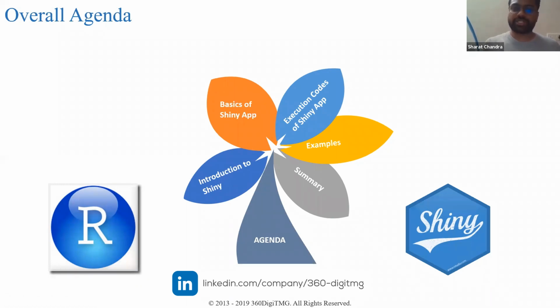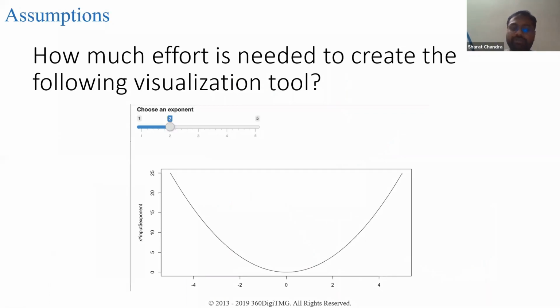So what is Shiny, right? In order to understand the Shiny product, we'll first have to look at this simple question. If I develop a code in R, and if you want to create this kind of visualization, a curve shape visualization, then how much time do you think it would take, and what is the effort that you have to put in developing such a visualization?